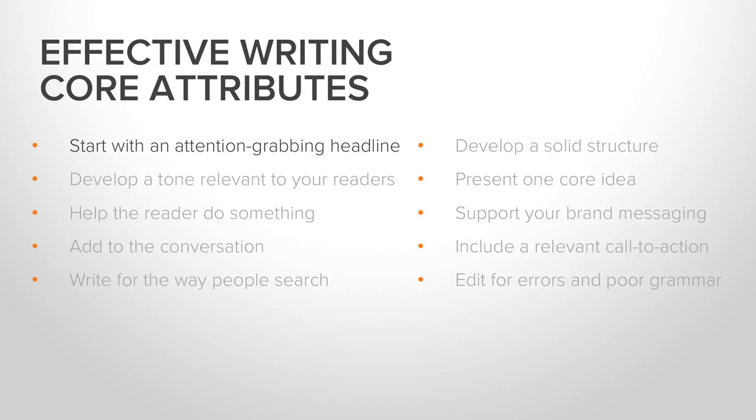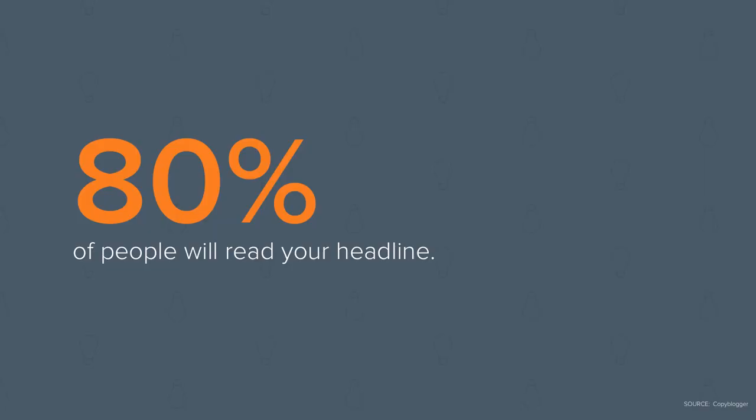First, your writing needs an attention-grabbing headline. According to Copyblogger, 80% of people will read your headline, but only 20% will read the entire article. So learning how to create compelling headlines is one of the most important things you can do to improve the performance of your content efforts. Headlines should be specific, make a promise to the reader of how it will benefit them, and if possible, prompt the viewer to read the piece right now.